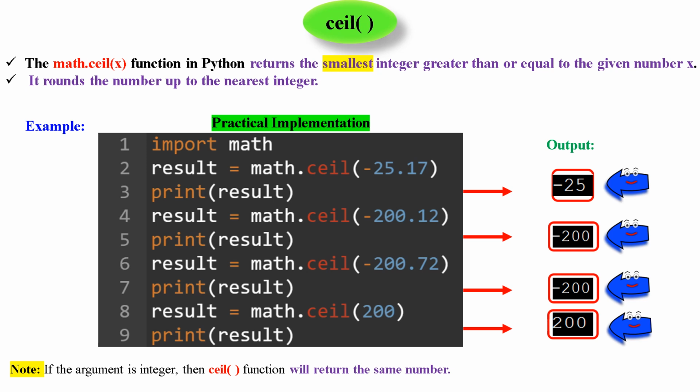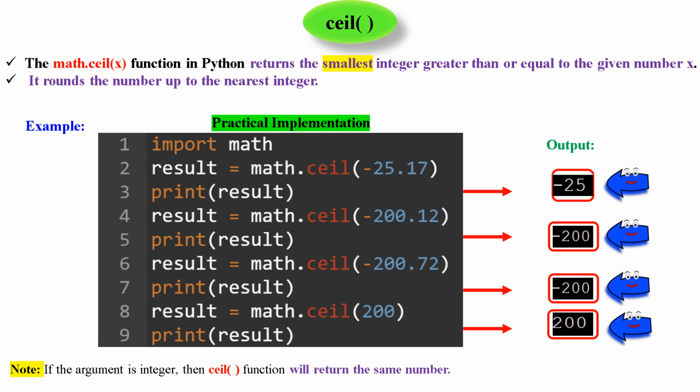The math.ceil of x function in Python returns the smallest integer greater than or equal to the given number x. It rounds the number up to the nearest integer. Let's see these examples. In line 1, the import math statement imports the Math module, allowing you to access its functions and constants in your code. In line 2 and 3, the math.ceil function is called with the argument -25.17. This function returns the smallest integer greater than or equal to -25.17, which is -25 and is printed to the console.